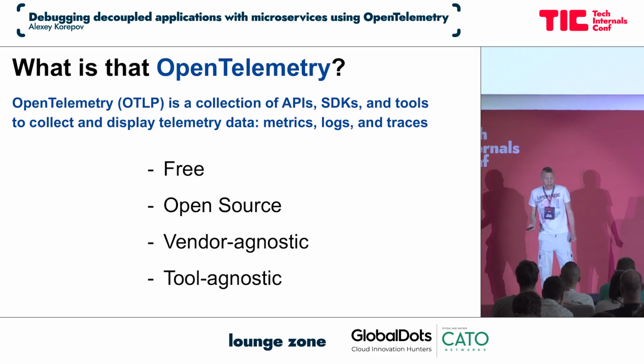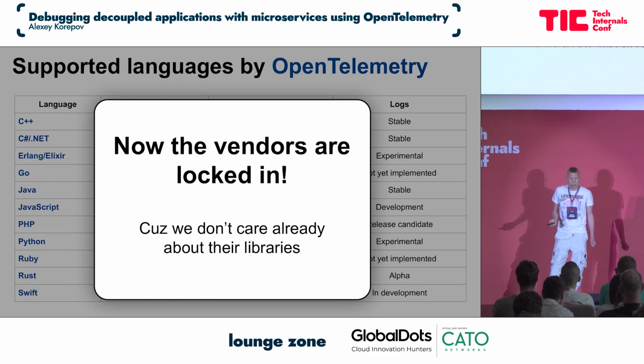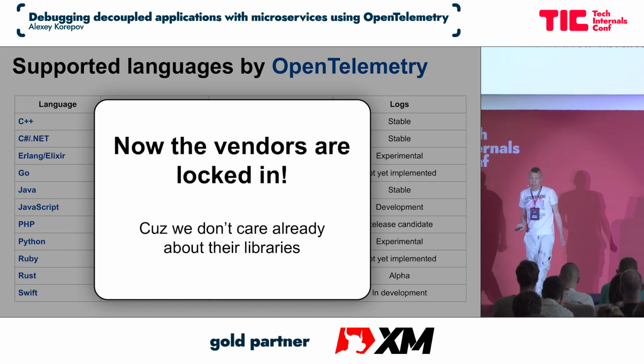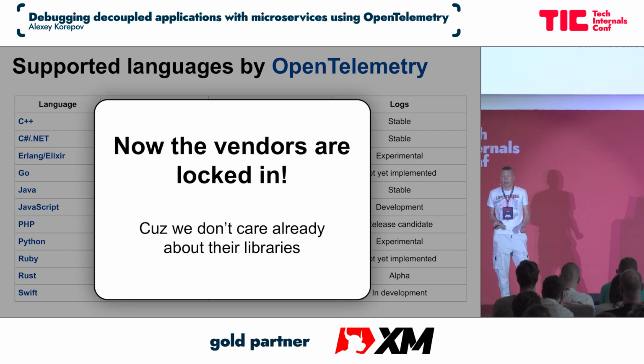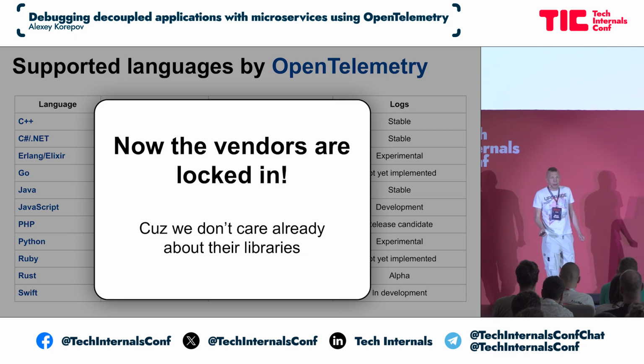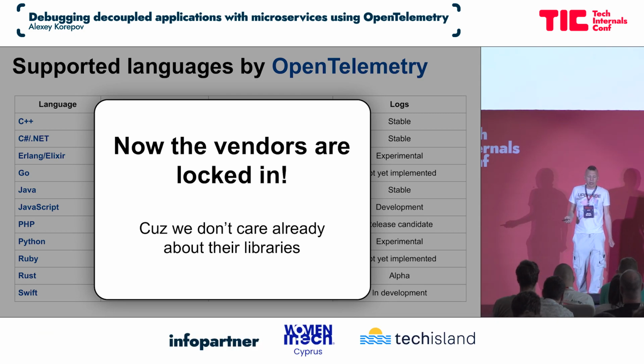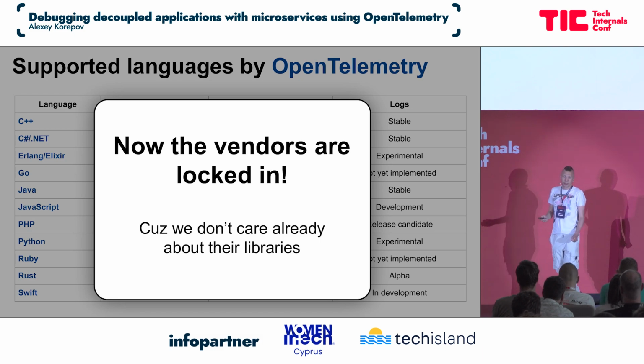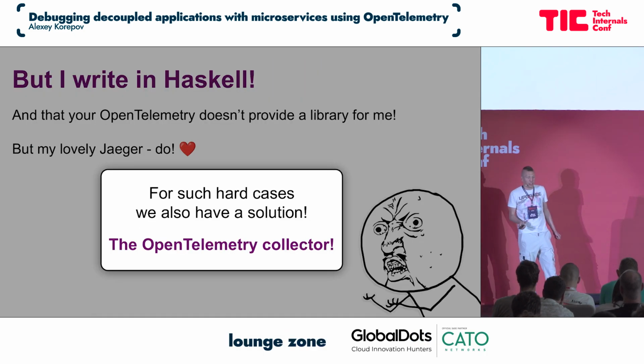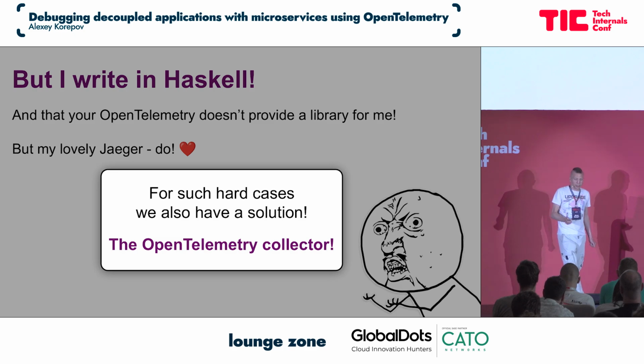And now, with OpenTelemetry, the vendors are locked in, because we don't care about their libraries, about their APIs. We can just integrate OpenTelemetry libraries, and that's it. But someone may complain that they write in Haskell, and for now, OpenTelemetry doesn't provide a library for this. But, for example, Jaeger provides a library for Haskell.